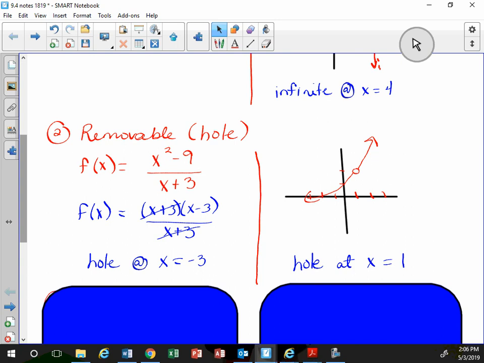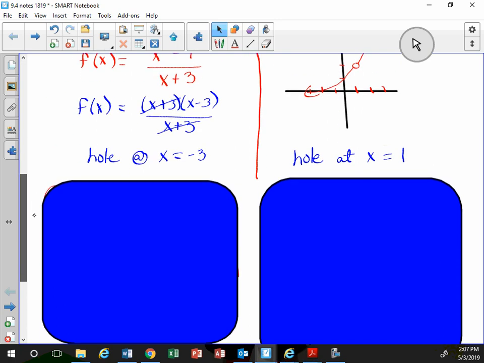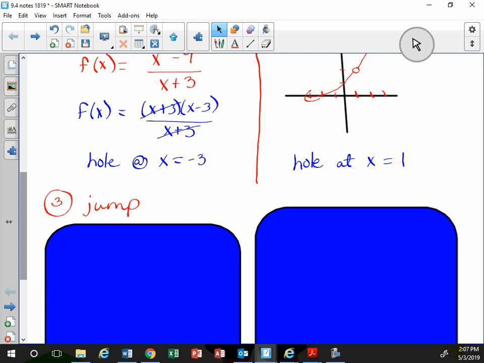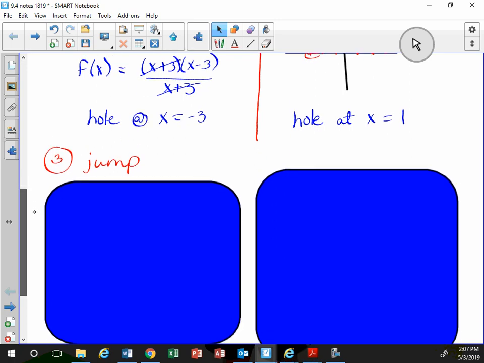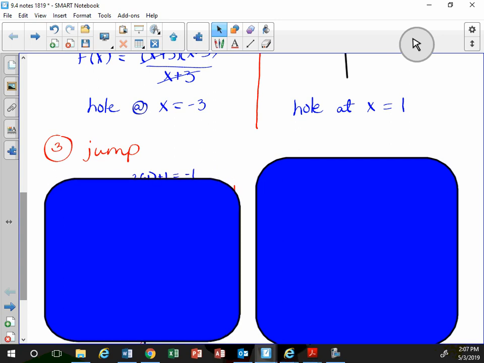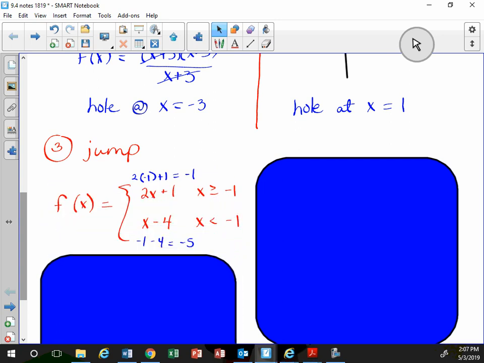Okay. All right, one more type of discontinuity. It's called a jump. Exciting stuff, guys. Jump. I guess it doesn't take you very long to write the word jump, does it? All right, let me erase a little bit of this. Go ahead and write down this piecewise equation. We'll talk about it. Not 100% of the time, but the majority of the time that you would see a jump will be from a piecewise equation.